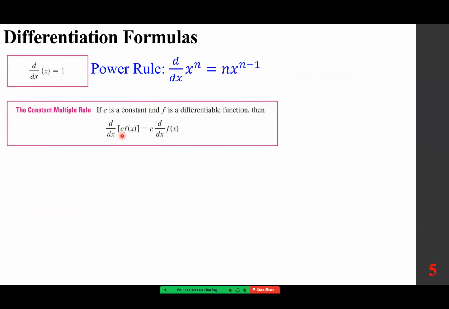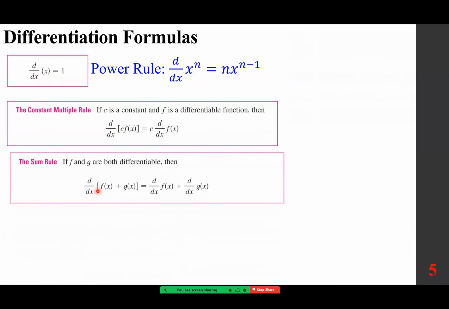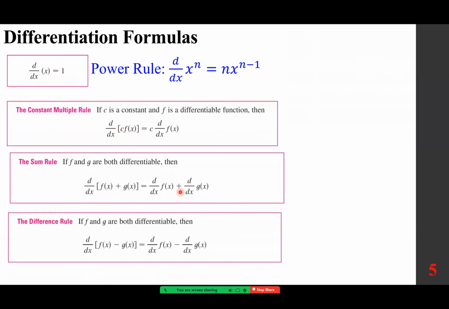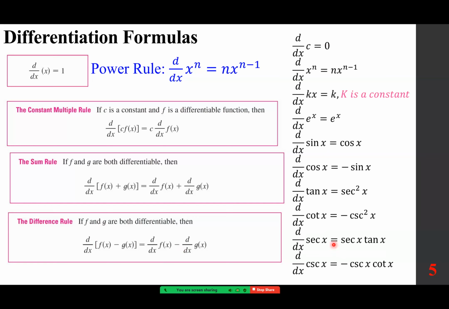If you have a constant times f of x, you can take the constant out when you differentiate. The derivative of a sum is the sum of the derivatives, and the derivative of a difference is the difference of the derivatives. So we have many formulas. We're not going to look at all of them at the same time, but the derivative of a constant is 0. The derivative of x to the power of n is nx to the power of n minus 1, known as the power rule. This is extremely important.